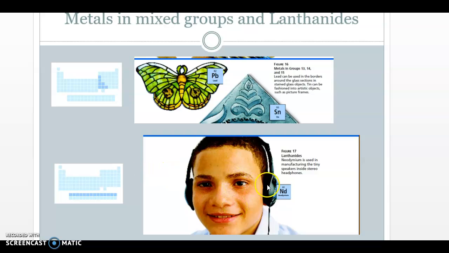lanthanides, which would fall below here. One of the neodymium is used to manufacture speakers inside stereo headphones, so that is one use for something that falls down here. Again, it's a metal, and so they'd be similar as far as some of their physical properties.